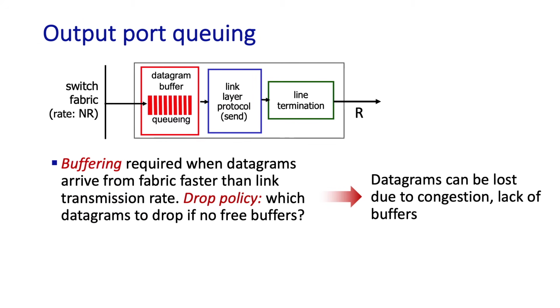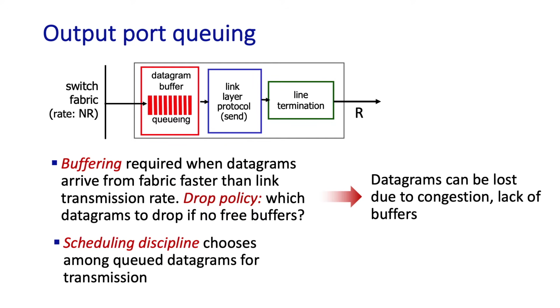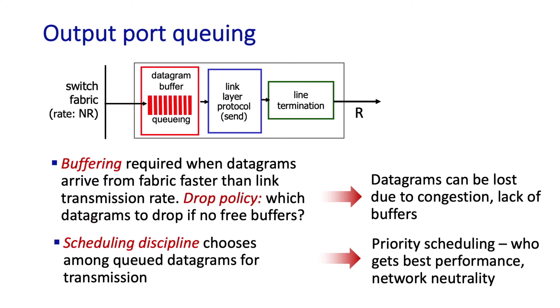In the face of buffering and congestion, there are a couple of decisions that will need to be made at the output port. First, if there's not enough room for all arriving packets, a packet drop policy will be needed to determine which packets are going to be dropped. And if there are multiple packets in the buffer awaiting transmission, a packet scheduling discipline will be needed to choose which packets among the many queued packets will be transmitted next. We'll look at both drop and scheduling policies in just a second.